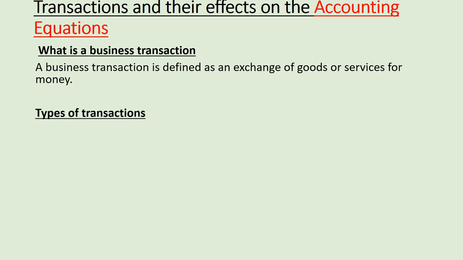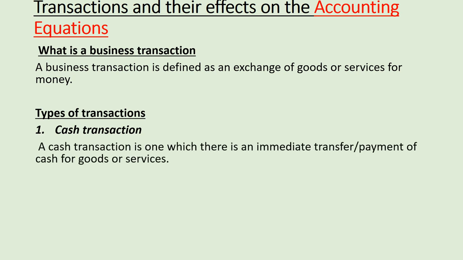So here are some types of transactions. We're going to start with cash transaction, which is a transaction where there is an immediate transfer or payment of cash for goods or services. So whenever a business transaction occurs and there is cash involved, then that's a cash transaction.